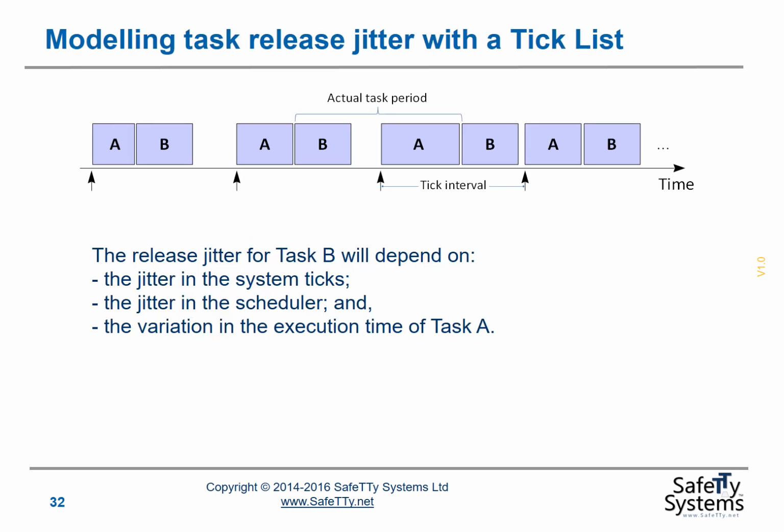So we've discussed previously that the release jitter of tasks in a TT design will depend on the jitter on the system ticks, any jitter in the scheduler, and in this case the release jitter of task B in the example shown on this slide, the release jitter in task B will also depend on any variations in the execution time of task A. So we can model many parts of this design.